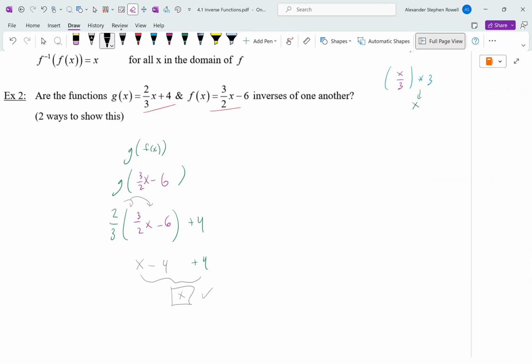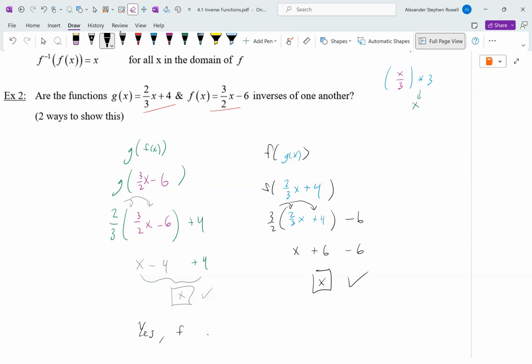We now need to plug it in the opposite direction. F of g of x. In this case, g of x is 2/3 x plus 4, and the f function is 3/2 of that value minus 6. So if we distribute, we get 3/2 times 2/3 is 1. What's 3/2 times 4? Plus 6. So plus 6 minus 6 cancels, we get x. So at that stage, we can say, yes, f and g are inverse functions.